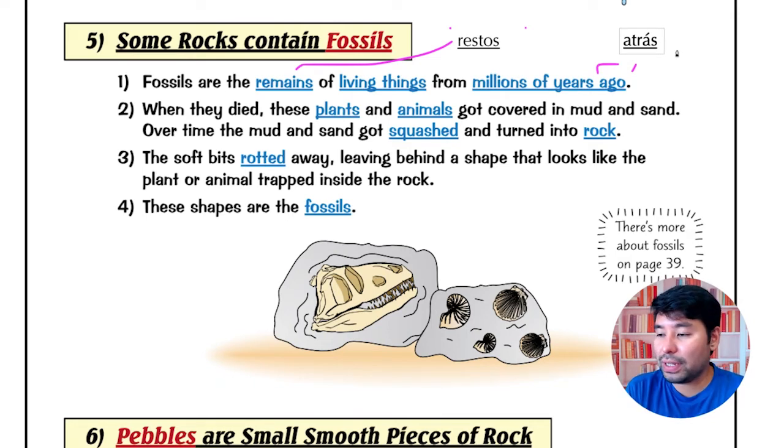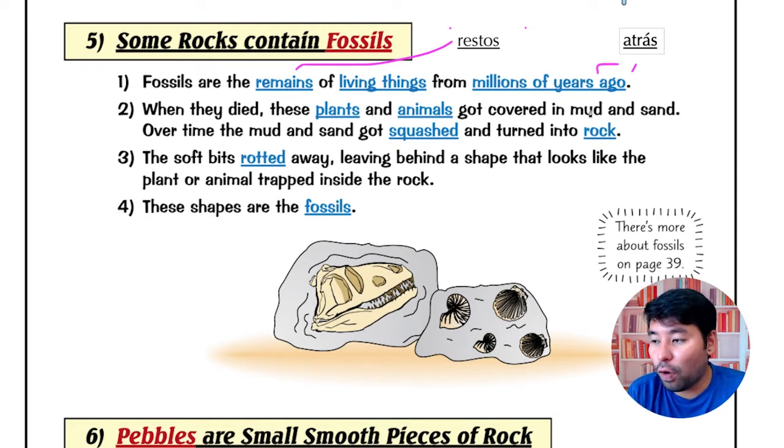Muito bem. When they died, these plants and animals got covered in mud and sand. Plants and animals, eu acho que tá claro para vocês, né? Não tem muito, mas tem a palavra mud. Você sabe o que é mud? Mud and sand? Espero que sim. Se não, eu vou explicar para vocês. Vamos lá. Mud is when we have like the earth and the water that comes from the rain together. There is a mix and then it becomes lama, ok? O mud, então a gente entende como lama. E sand é areia, right?